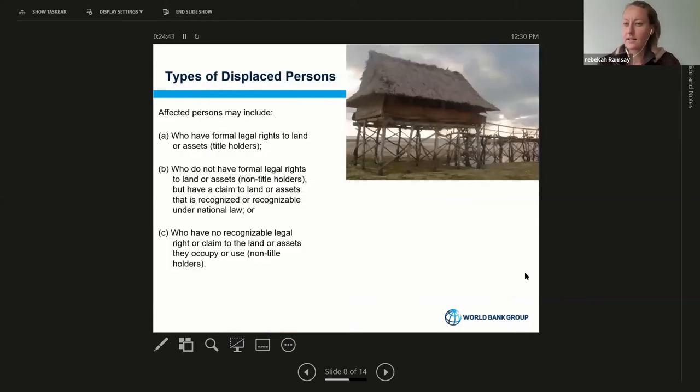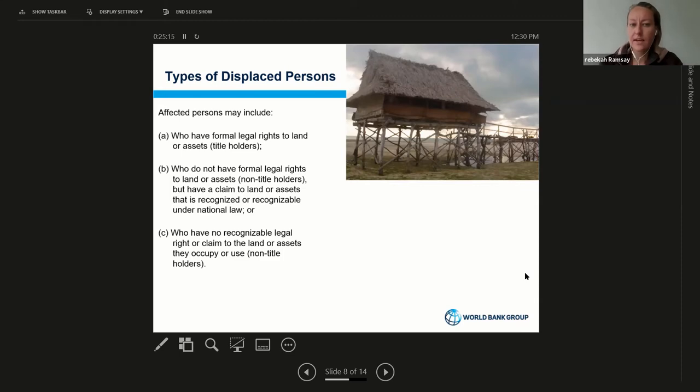That takes us quite neatly to the next type of definitional category that we'd like to cover off here, which is about the types of displaced people. So we've mentioned that there's economic displacement and there's physical displacement, but the types of people that are being physically or economically displaced also have different categories that we need to be aware of when we're looking at applying this land standard.